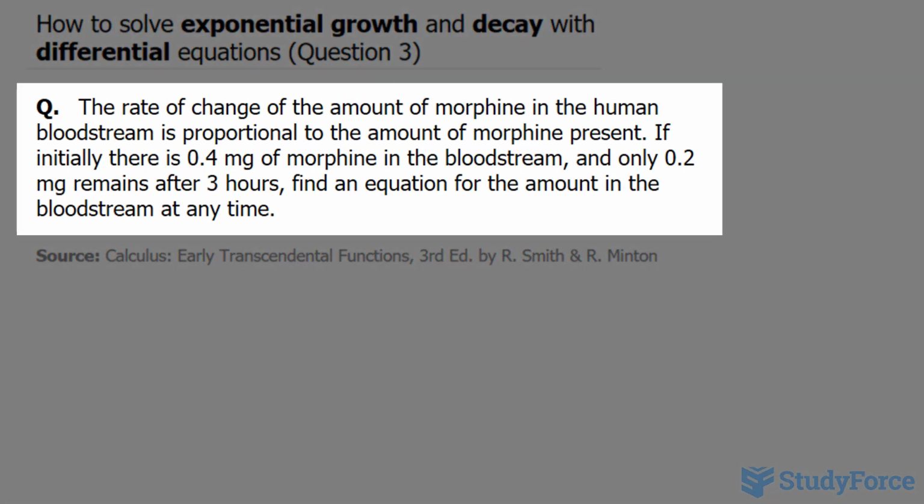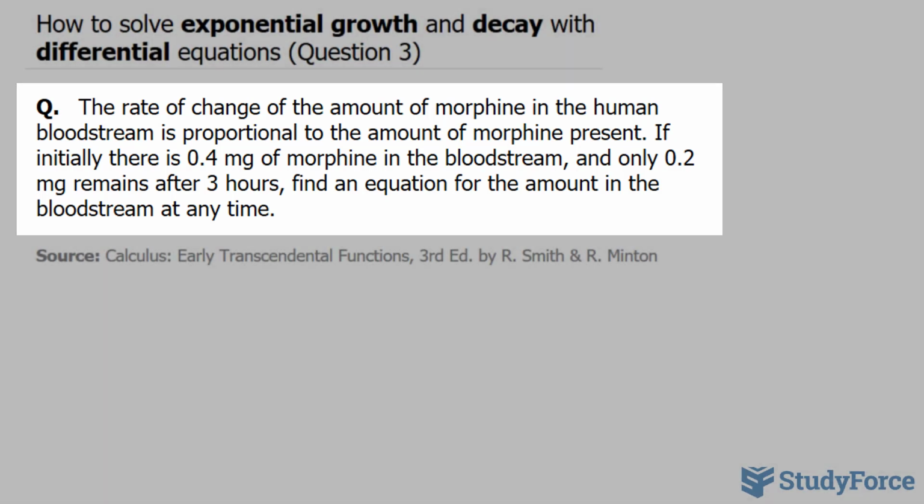The question reads, the rate of change of the amount of morphine in the human bloodstream is proportional to the amount of morphine present. If initially there is 0.4 milligrams of morphine in the bloodstream and only 0.2 milligrams remain after 3 hours, find an equation for the amount in the bloodstream at any time.